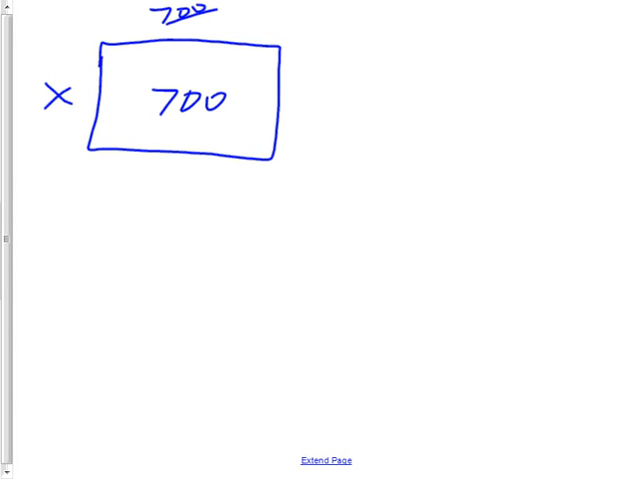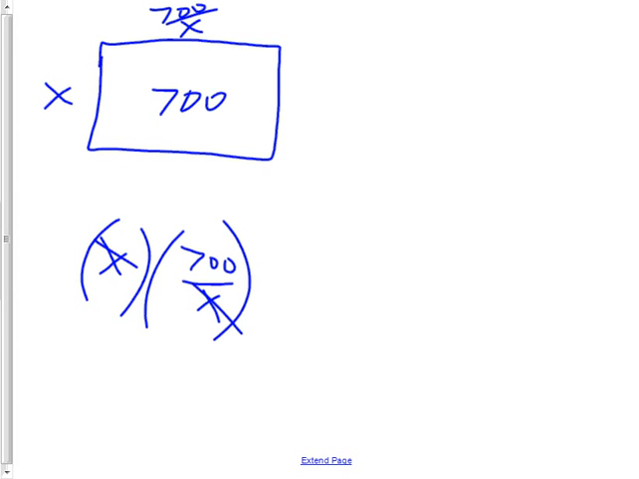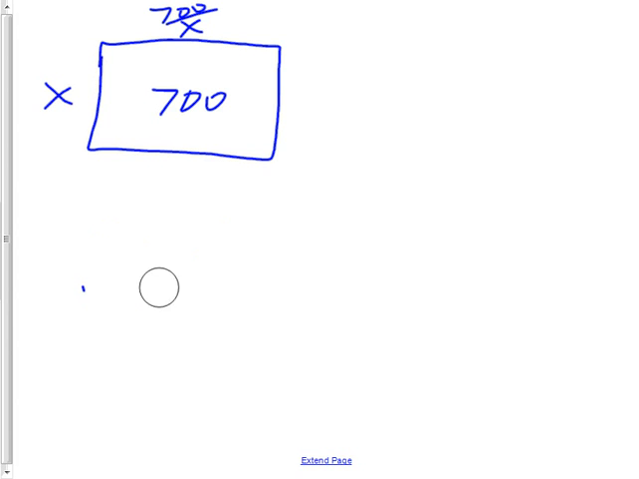X and 700 over X. Very good. Because if I take X times 700 over X, these will cancel and the answer will be 700. That's what we want. Okay, now I need to know more information to be able to know how long the sides are. So what if I told you the perimeter? You'd have a whole other equation to bring in.